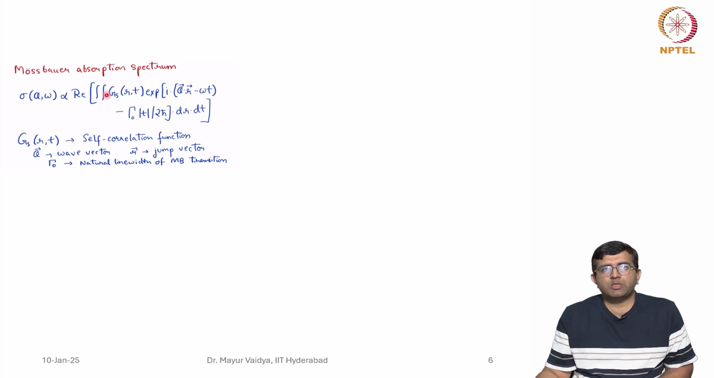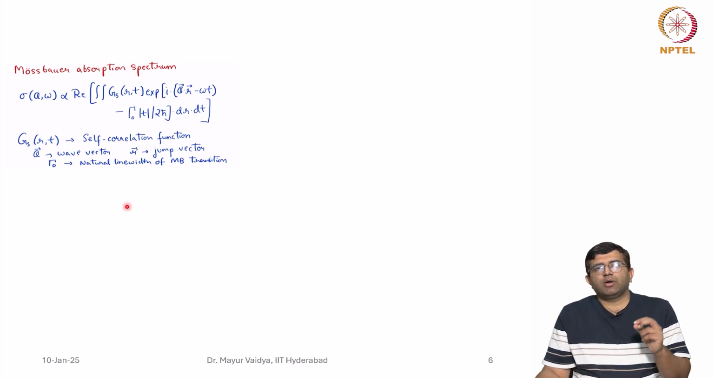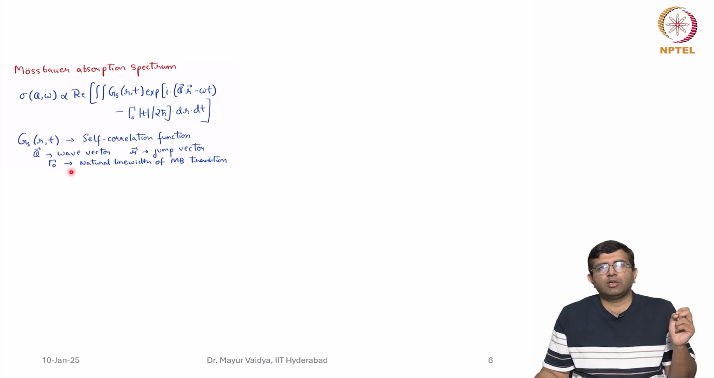So this absorption spectrum is quantified by a parameter sigma, which is dependent on q and omega, which is this integral. This integral involves a function known as the self-correlation function, which is written as Gs, a function in space and time. So this q is basically a wave vector, and r is basically the jump vector. And here gamma naught is the natural line width of the MB transition.